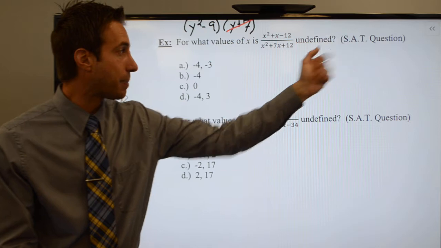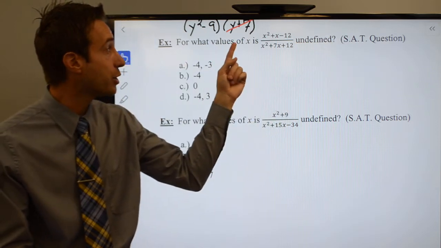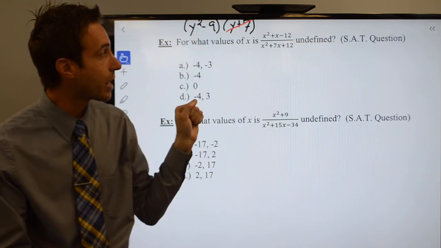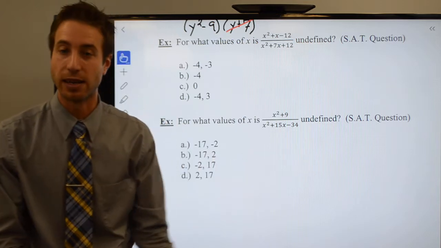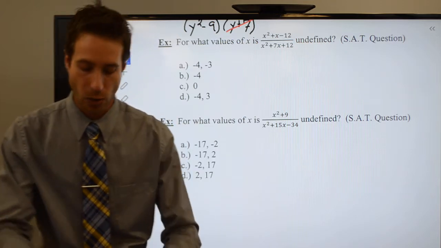This happens to be an SAT question. For what values of x, they give you a rational expression. They want to know, when is it undefined? Well, now we know how to do that.